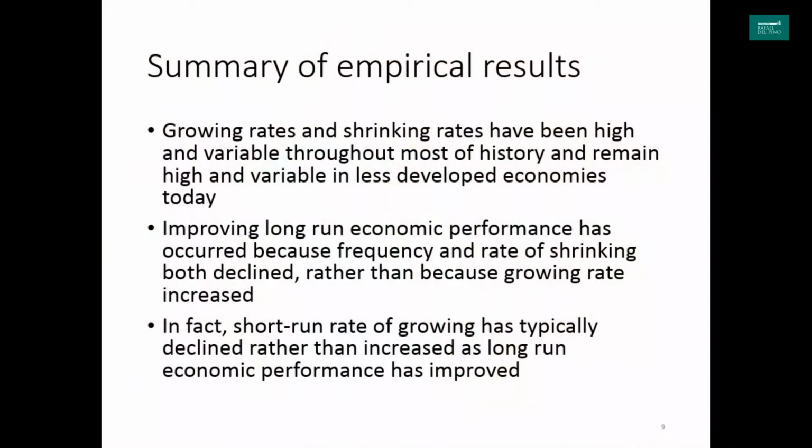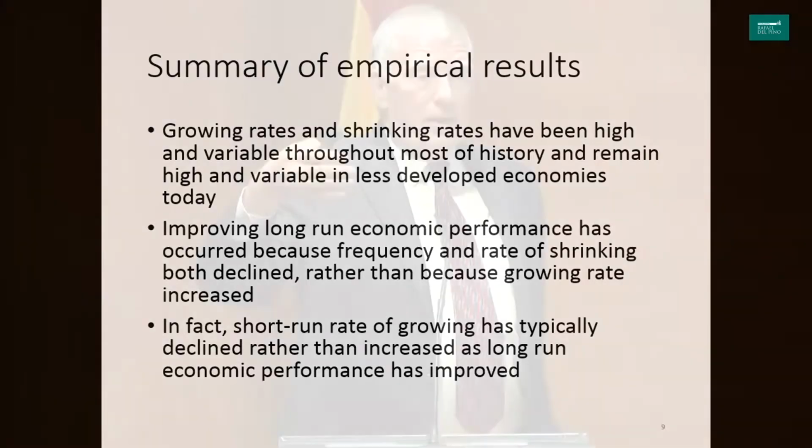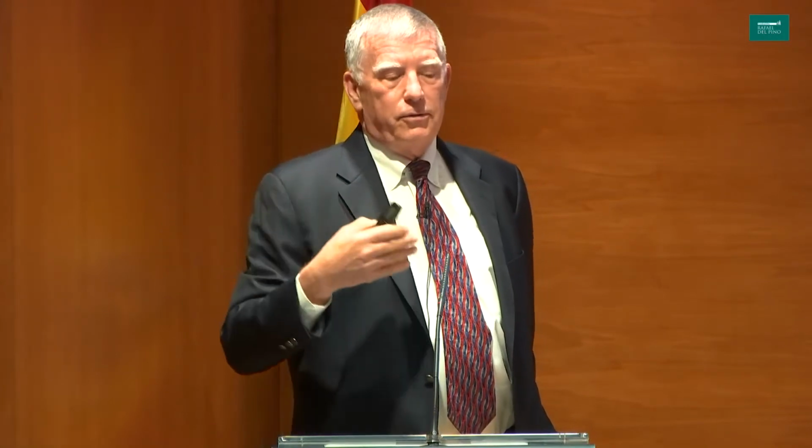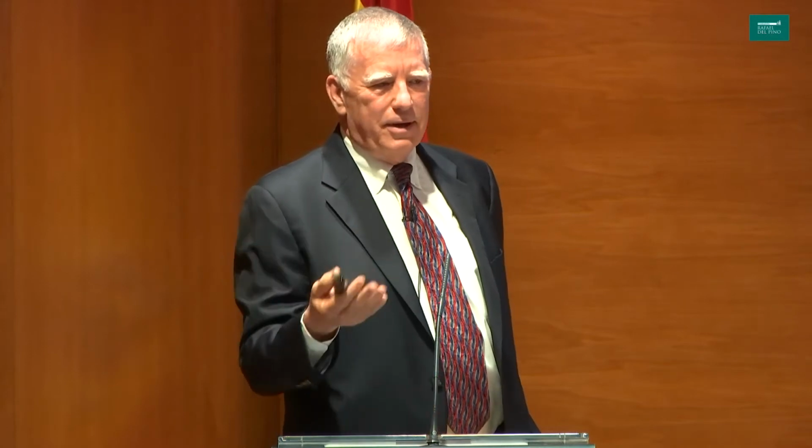Okay, so growing and shrinking rates have been high and variable through most of history. They remain high and variable in less developed countries today. Less developed countries typically grow at 5 or 6% when they grow, and they shrink at 5 or 6% when they shrink. The middle income countries have done better by reducing their shrinking rate, largely by reducing their shrinking frequency. They shrink in fewer years. The countries at the bottom of the income distribution grow about as fast as they shrink, and they shrink about as often as they grow, which is why they have per capita incomes that are so low.